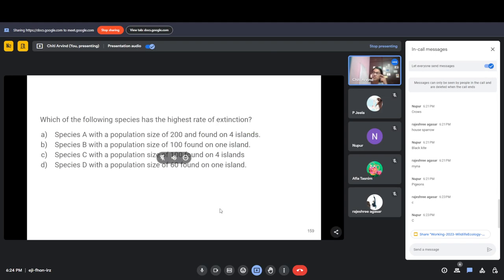Okay, so keeping in mind this theory of island biogeography itself, which of the following species has the highest rate of extinction? I'm not going to read out the options, but do read it and tell me which would be the most appropriate option.